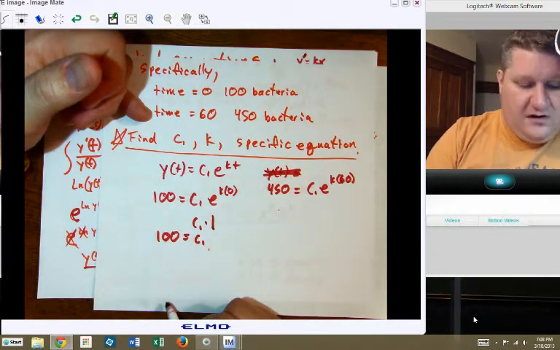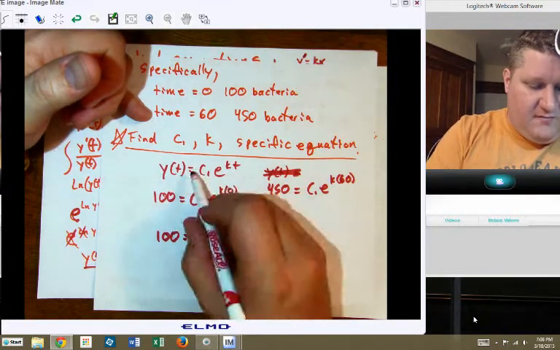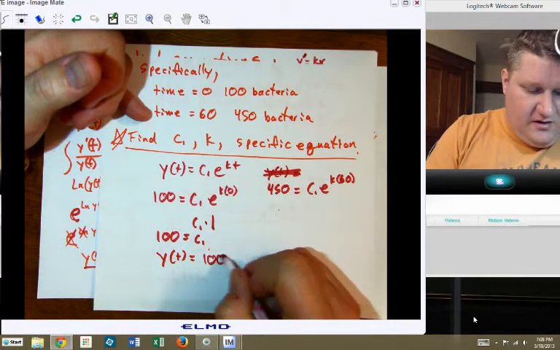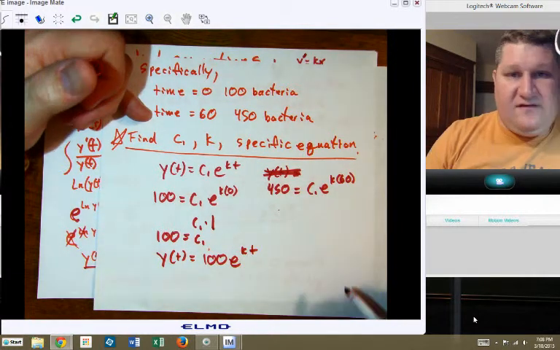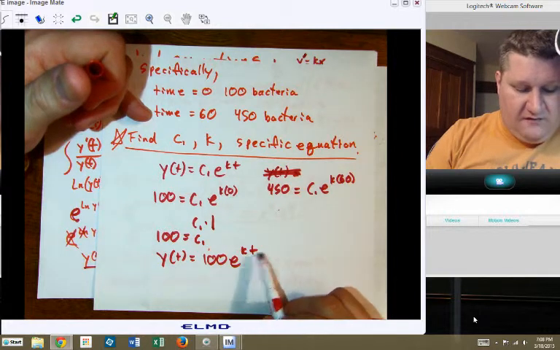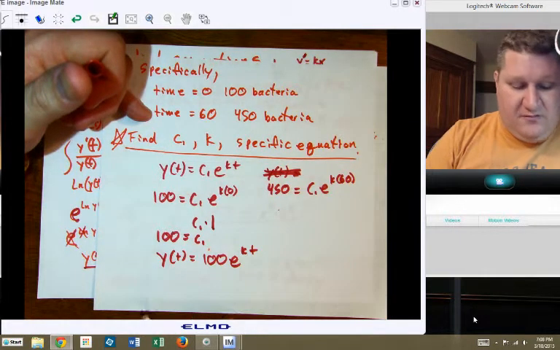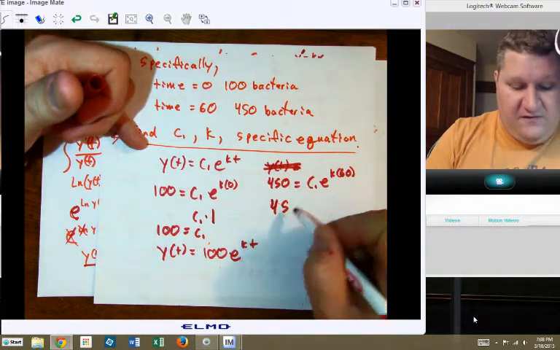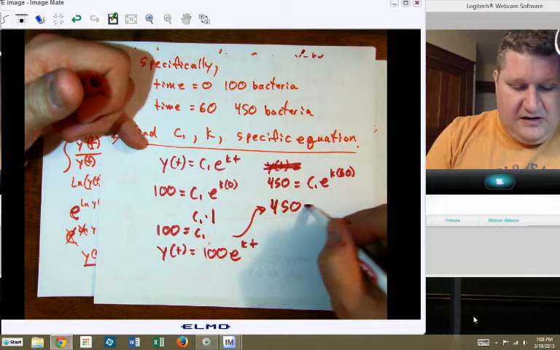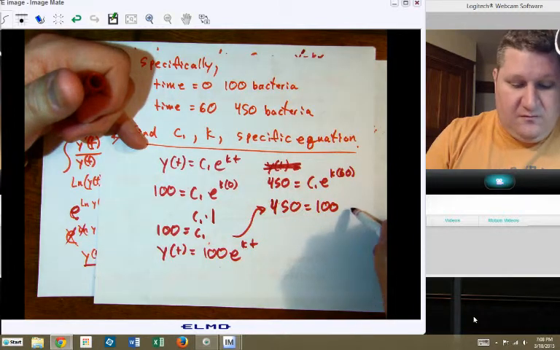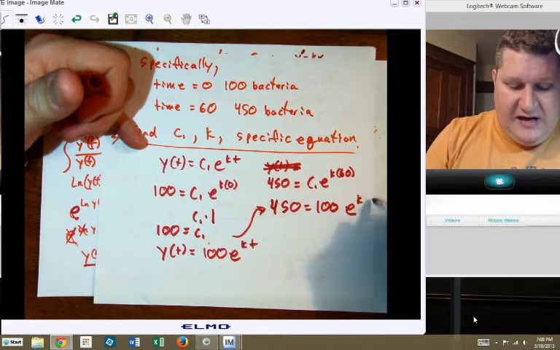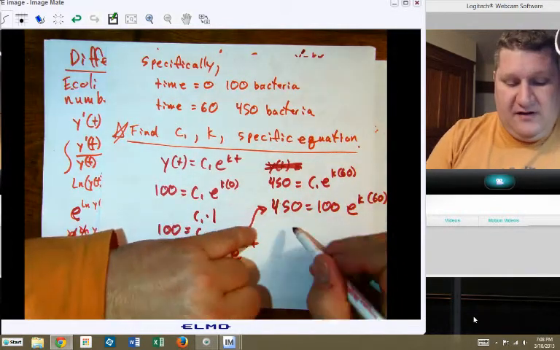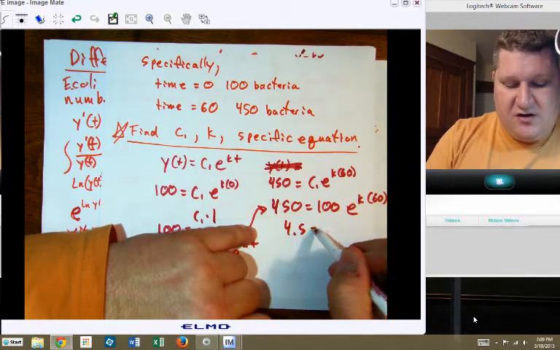If I know c1 equals 100, I can plug that back into the generic formula: y of t equals 100 e to the kt. Well, that's helpful. Now I'm down to one constant, one independent variable, one dependent variable. Now I can go back over here to my 450 and say 450 equals 100, I know the c1 now, e to the k, and throw in 60 for time. And now at this point, it's a fairly simple process of some algebra.